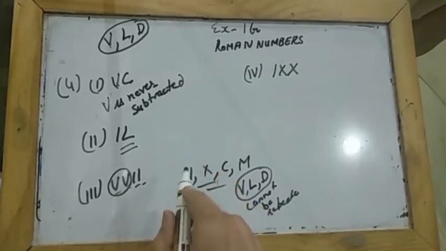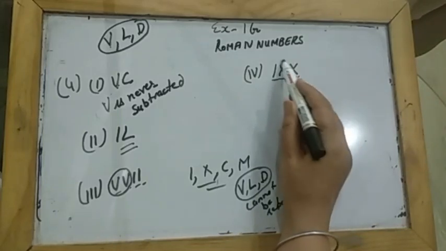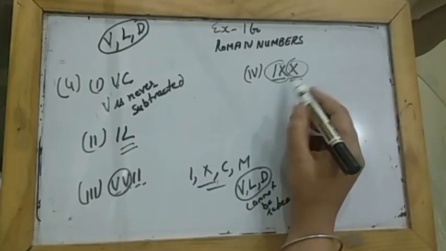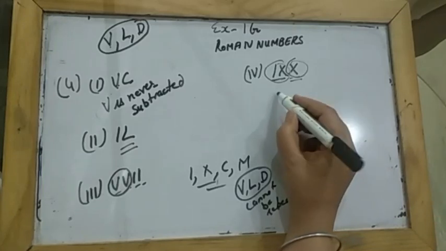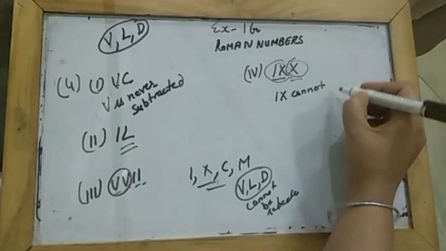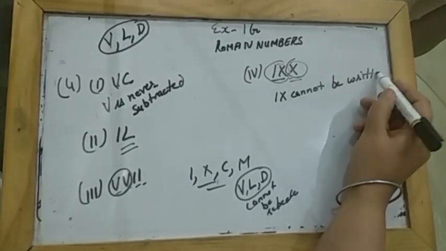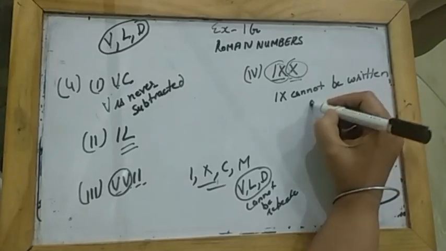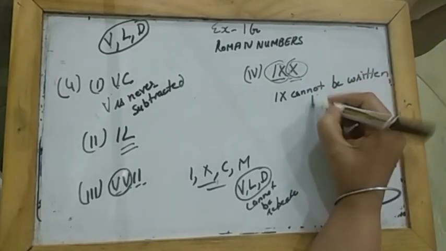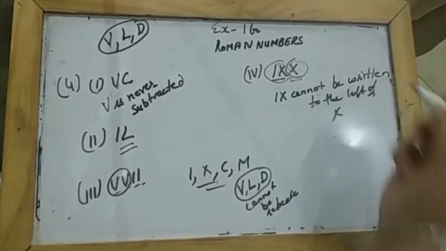Now it's written as IXX, and this is 9 and this is 10. So this is again meaningless because 9 cannot be written to the left of X, so this doesn't make any number.